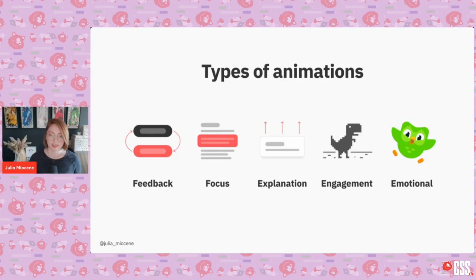And the first three types of animations are smaller and less noticeable. Ideally, users shouldn't know about them, and they shouldn't notice them. And the last two are the boldest and the most evident ones. Users should notice them, and they should remember them.